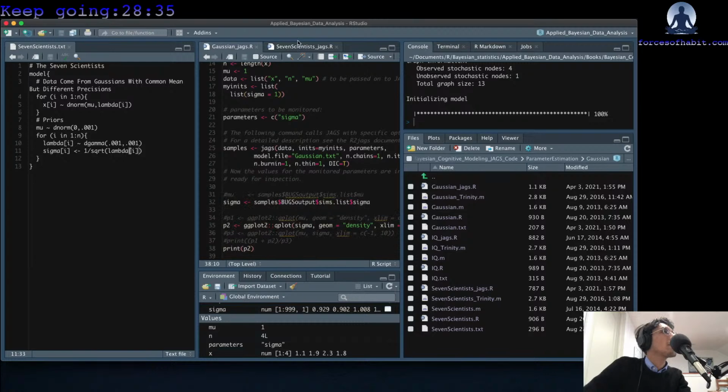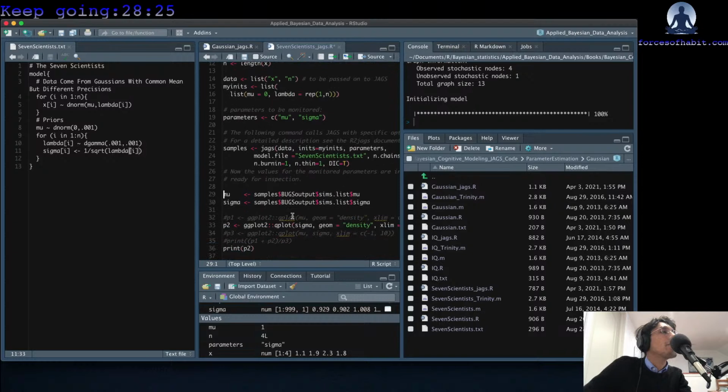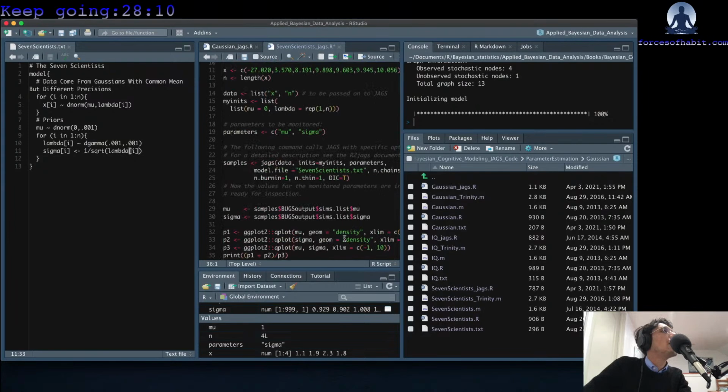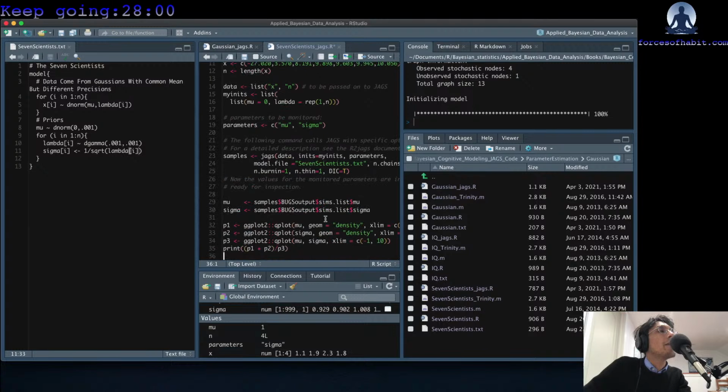Right. So like this. We're estimating mu and sigma again, so we'll just get samples for those, and we'll do the two plots again, and heck, we'll even plot the joint distribution between the two, because we can. I'm just gonna look at the range of data here to try to get a sense of how I should specify the range for these plots.